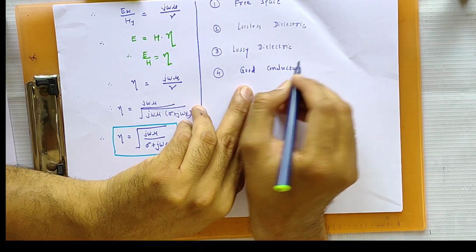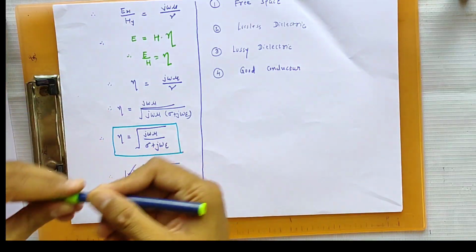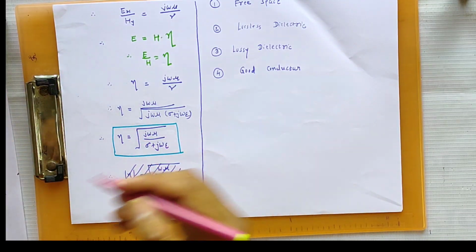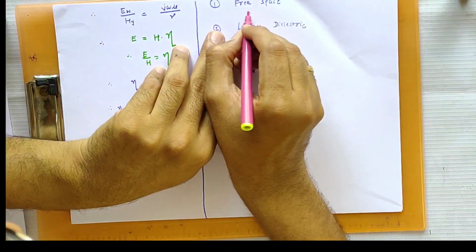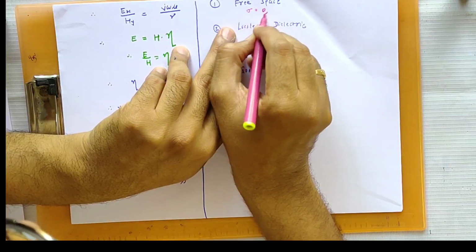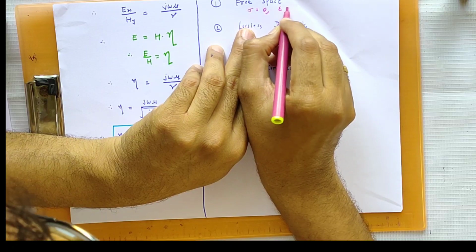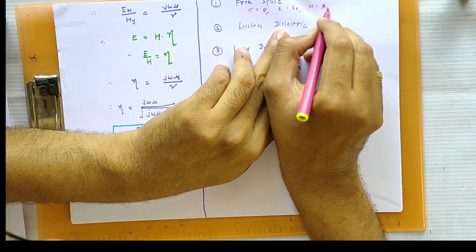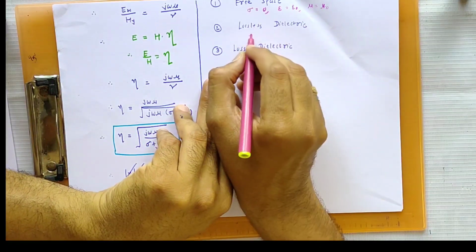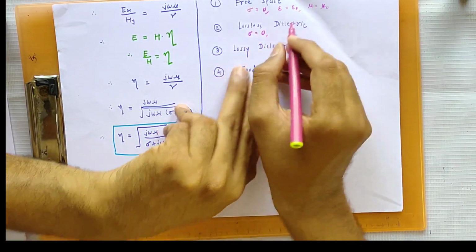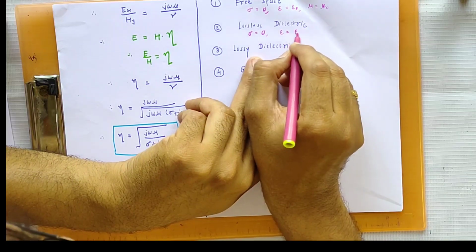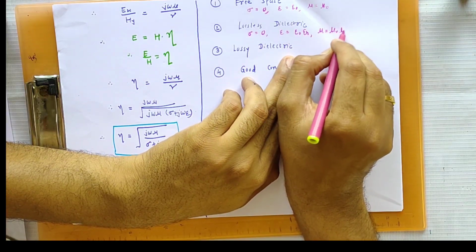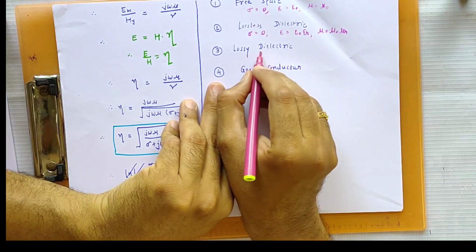Each and every medium has properties that we discussed in the last lecture, so we will quickly revise them. Free space has conductivity 0, epsilon equal to epsilon 0, mu equal to mu 0. What about the lossless dielectric medium? Sigma is equal to 0, conductivity is 0, epsilon is equal to epsilon 0 epsilon r, mu is equal to mu 0 mu r. What about the lossy dielectric medium?